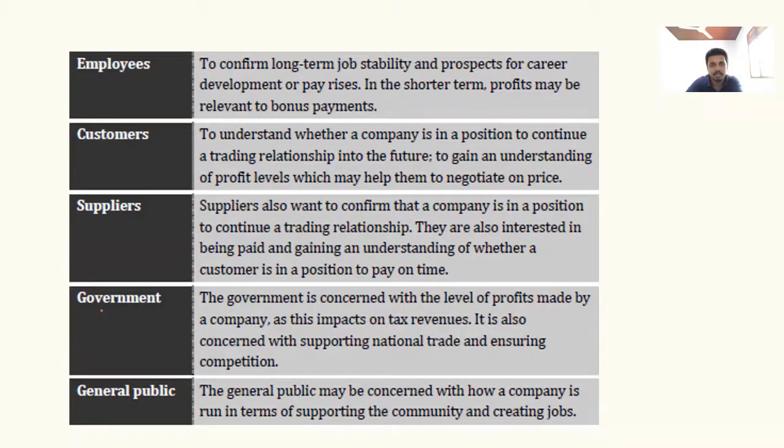So the government needs to be careful when imposing tax, so for that they can refer to these financial statements and analyze them when making decisions about imposing tax. And the general public, you and me, why do you and me need to analyze financial statements? The general public may be concerned with how a company is run in terms of supporting the community and creating jobs. Mainly we are looking at this, creating jobs.